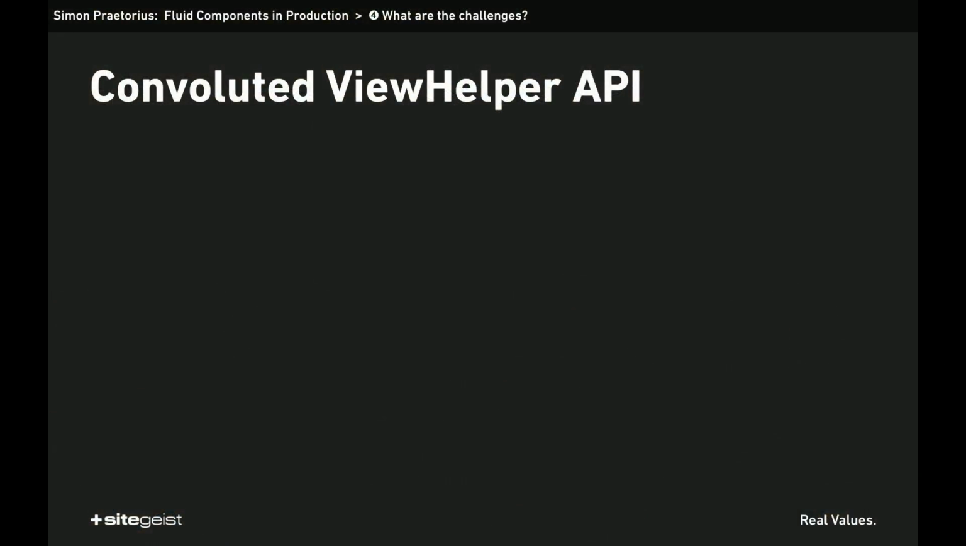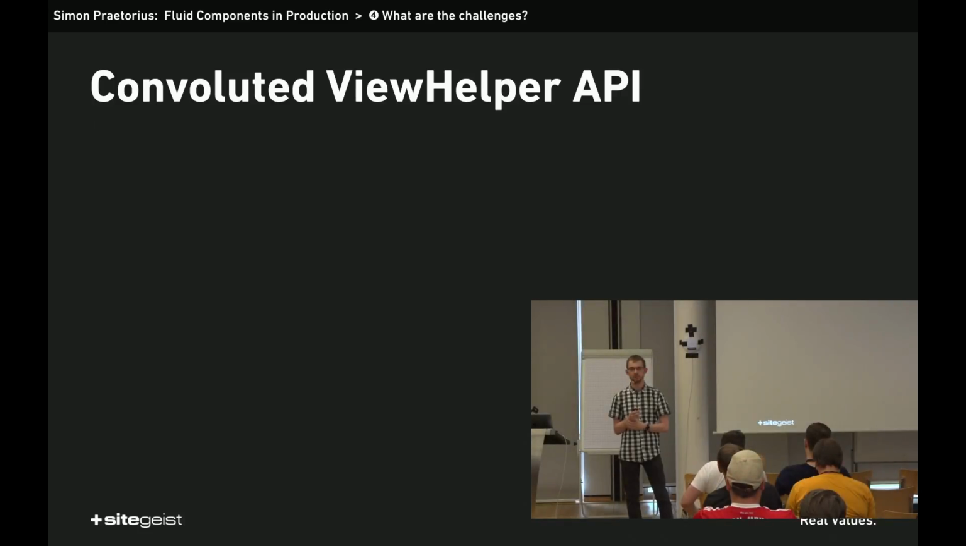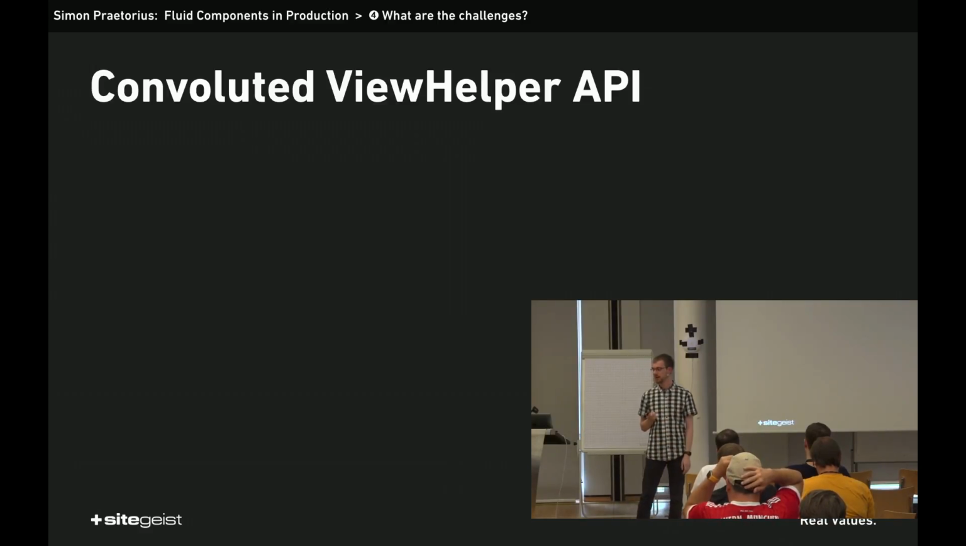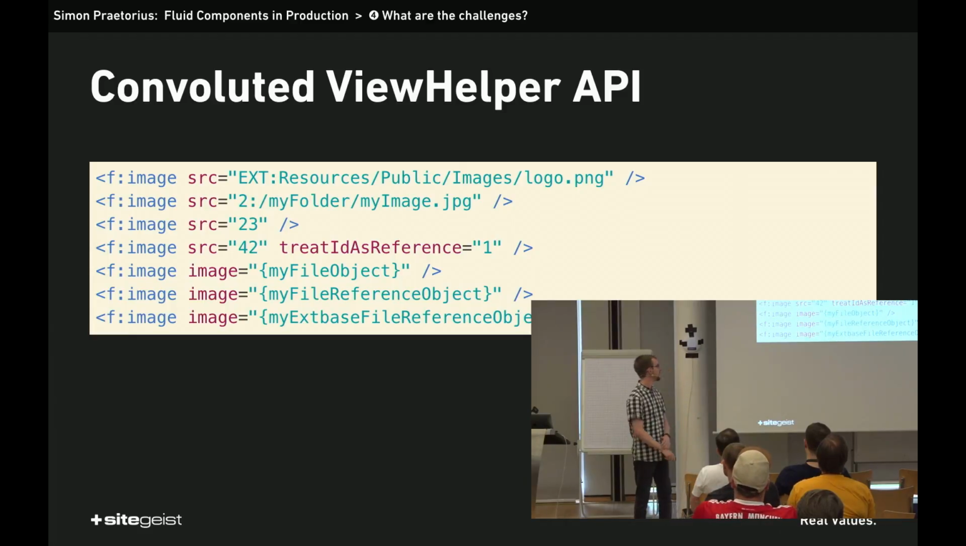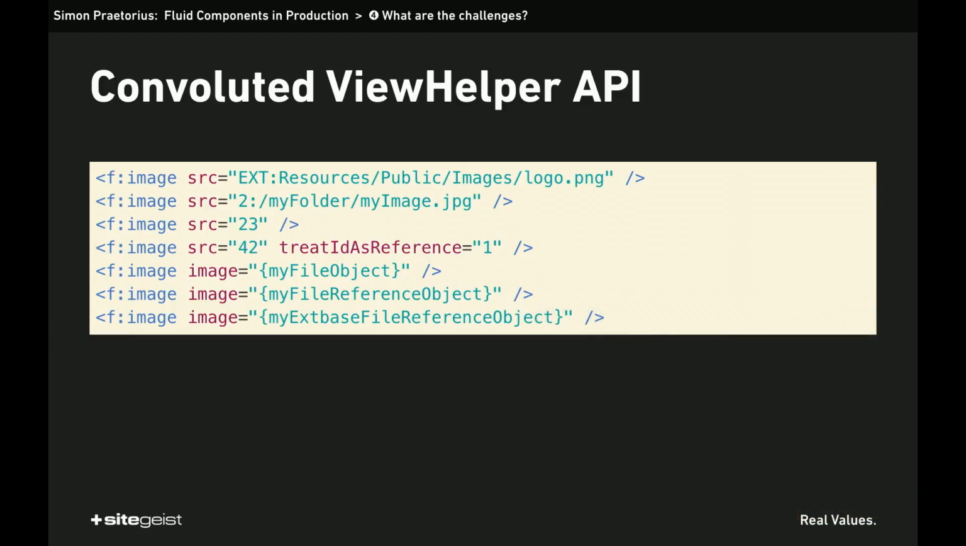Yeah, the problem with this API is that the Fluid ViewHelpers currently, in some cases, have a very convoluted API. So there are many ways to call a ViewHelper. I don't know if everyone knows all of those. These are some of the ways you can create an image, which doesn't cover everything.